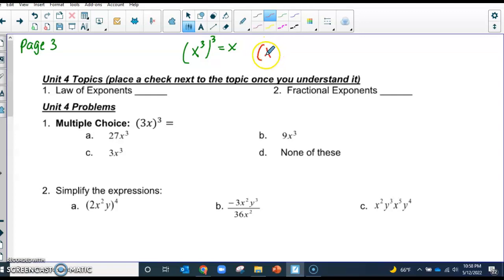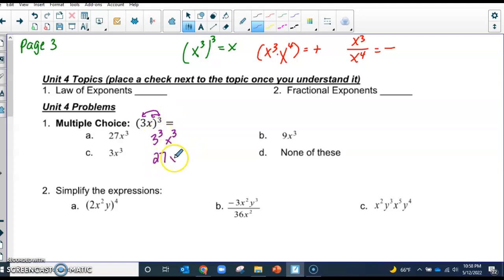Anytime you have exponents where they're being multiplied, you're adding the exponents. And anytime you have exponents where they're being divided, you're actually subtracting them. So just a quick reminder there. When we're looking at number 1 here, I have to take this 3 and distribute it as an exponent to both. So this is going to look like 3 to the third times x to the third.